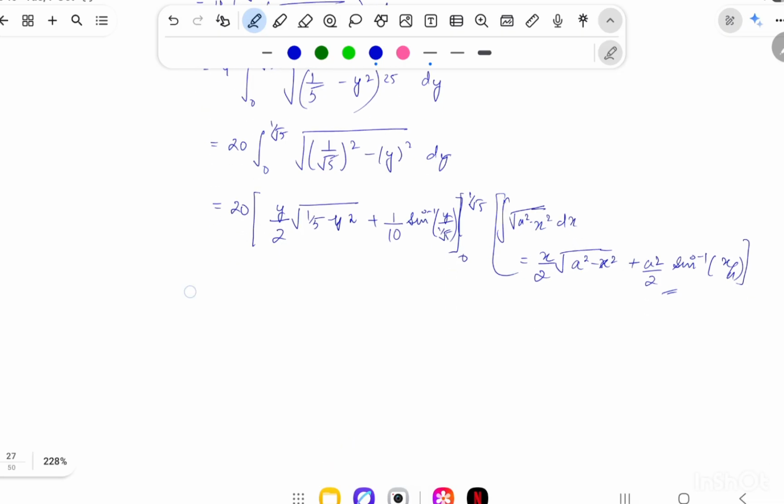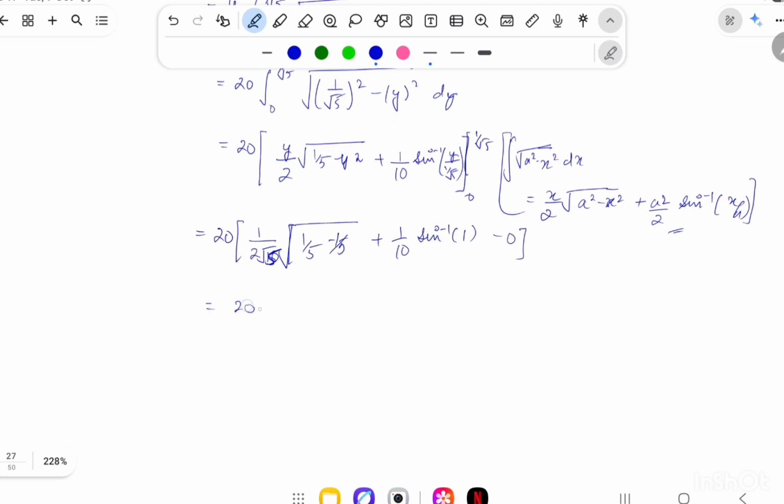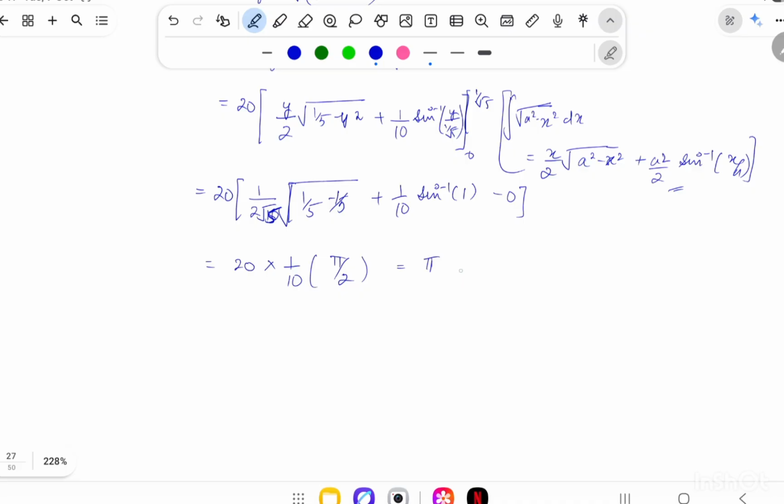So if I just plug in the limits, it will be 20 times 1 by 2 root 10, 1 by 2 root 5, into 1 by 5 minus 1 by 5 plus 1 by 10 sine inverse 1, and when I plug in 0, that will give me 0 only. So it is equals to 20 times 1 by 10 into pi by 2, because sine inverse 1 is pi by 2, which is equals to pi. So the final answer or the area is pi square unit.